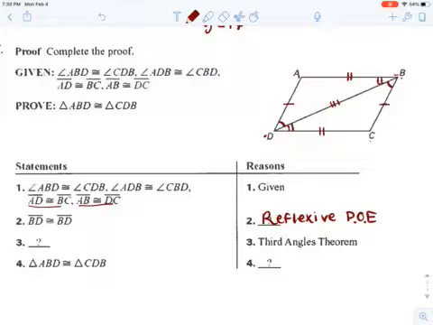And then we already have 2 of our angles marked congruent. Well, by the third angle theorem, can we say that the third pair of angles are congruent? We can. What would that be? Well, that would be angle A is congruent to angle C. You don't need to write the full angle name because there's only one angle with the vertex A and only one angle with the vertex C.